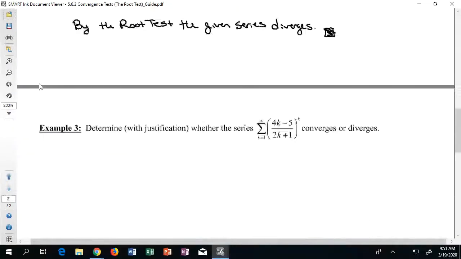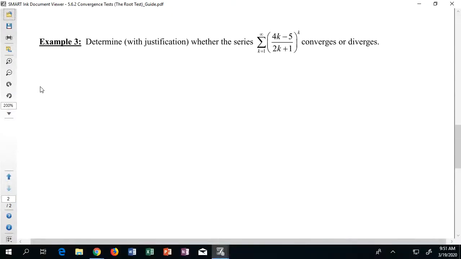All right, so now we're going to move on to example number 3. I want to determine with justification whether this series converges or diverges. Okay, no big deal. Again, I know I'm going to set up the nice limit of all of this to the kth root, or under a kth root, and it's going to be absolute valued under there.